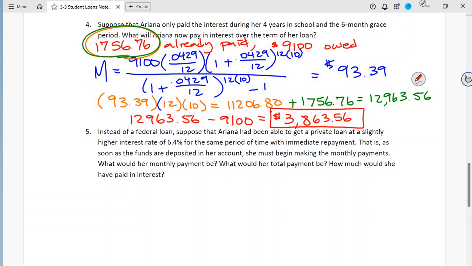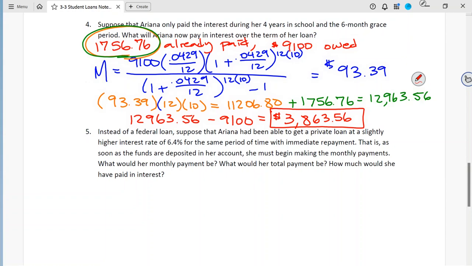Okay. All right. So number 5, instead of a federal loan, suppose that Ariana had been able to get a private loan at a slightly higher interest rate of 6.4%. So it's not a subsidized loan from the government. She went to a bank, got a private loan at a rate of 6.4% for the same period of time, so 10 years, with immediate repayment. So if she takes out the loan, she must begin paying right away. That is, as soon as the funds are deposited into her account, she must begin making monthly payments. What would her monthly payment be?